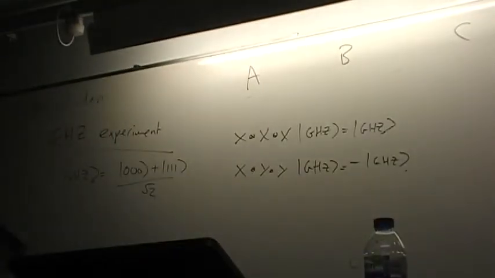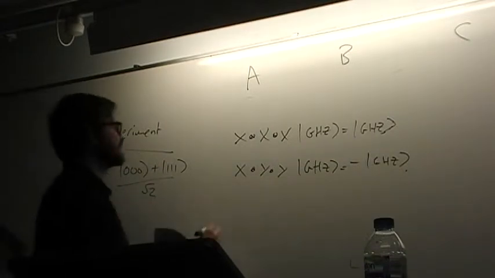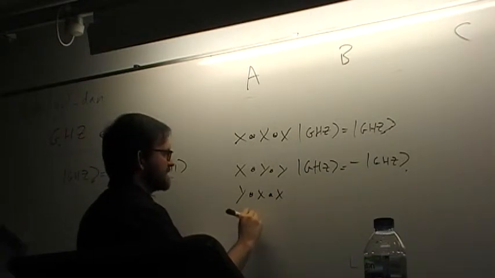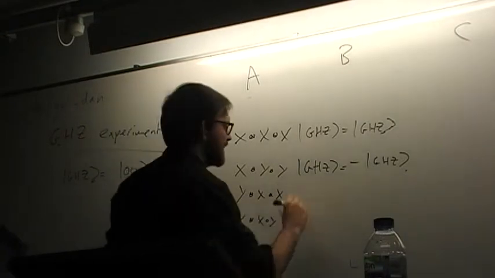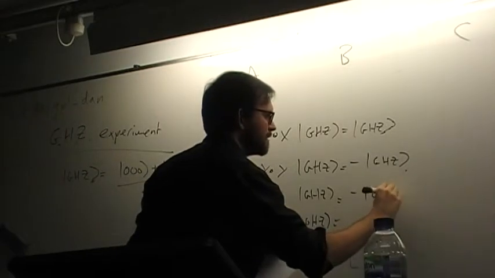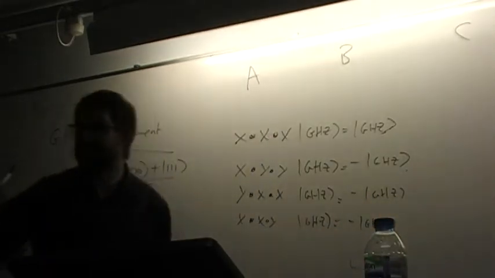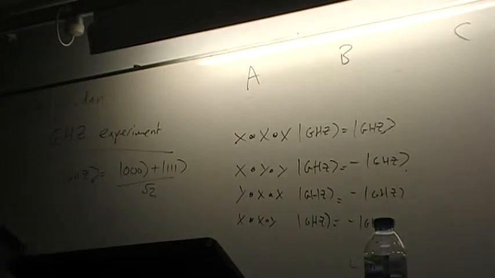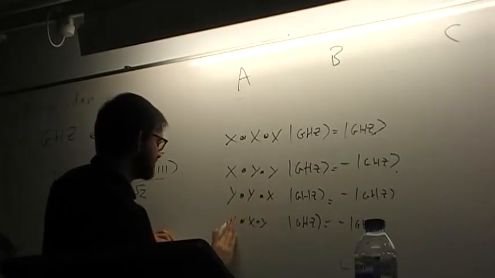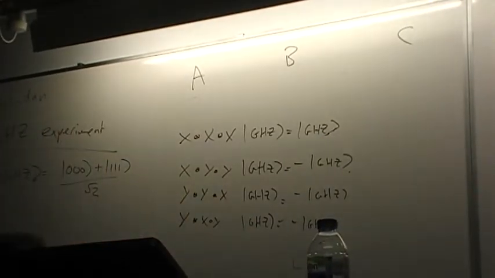Through the symmetry of this, we can also write down two equations which are just permutations of these operators: YXY and YYX. Question: two X's and one Y? Sorry, it should be two Y's. My I's and X's and Y's look the same. So in each case, we've got two Y's and one X, and in each case, this is a minus one eigenvalue.